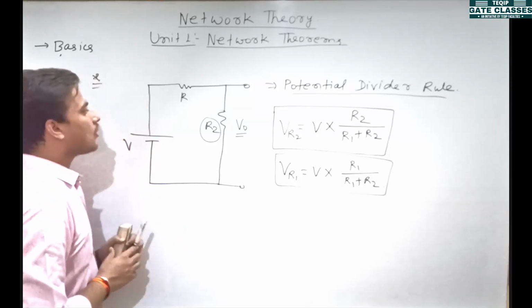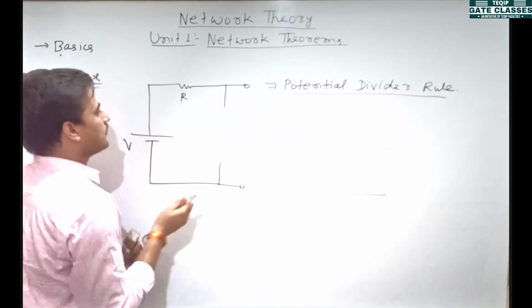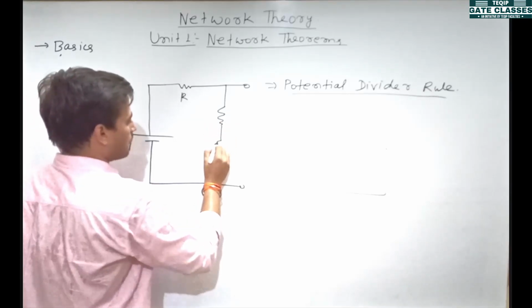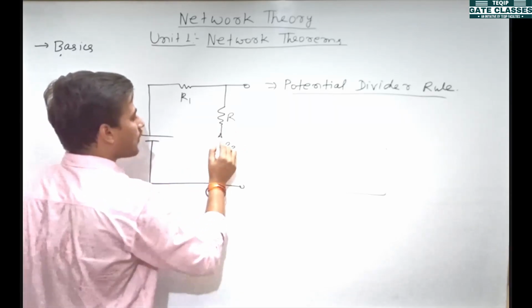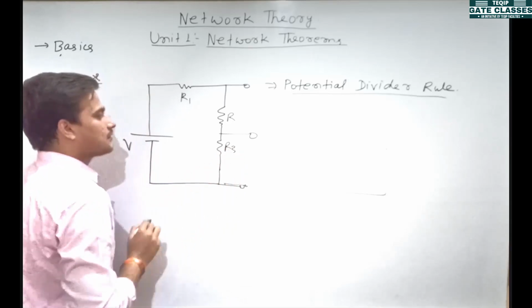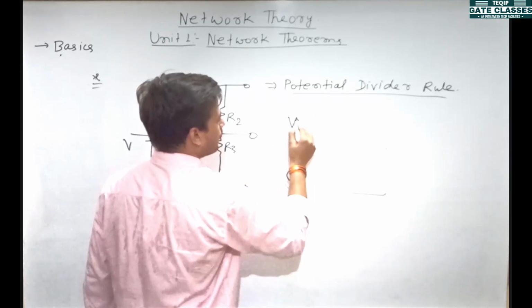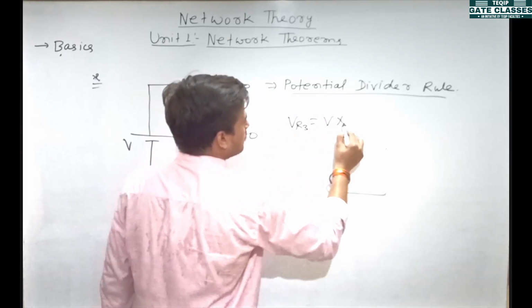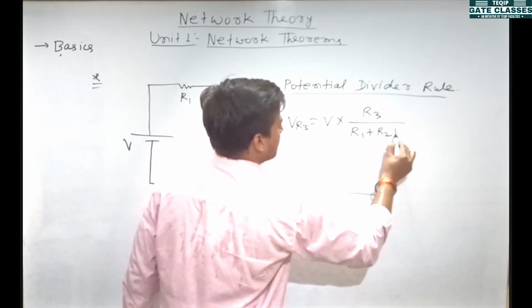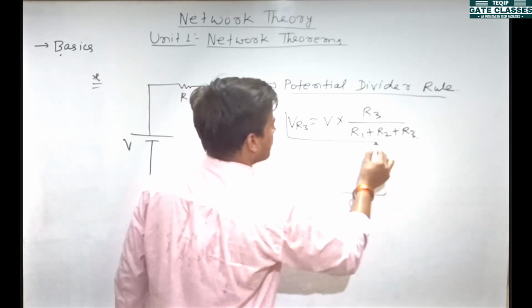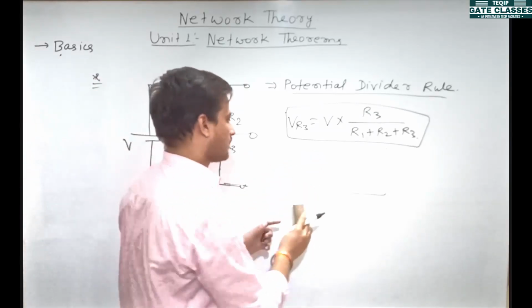Clear? Now if you are having three resistors, R1, R2, R3, and you have to find the voltage across the R3 resistor, you will write VR3 will be equal to V into R3 divided by R1 plus R2 plus R3. Clear?